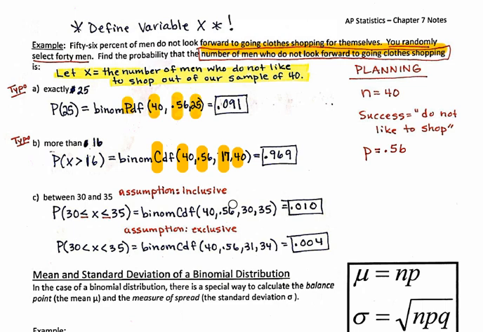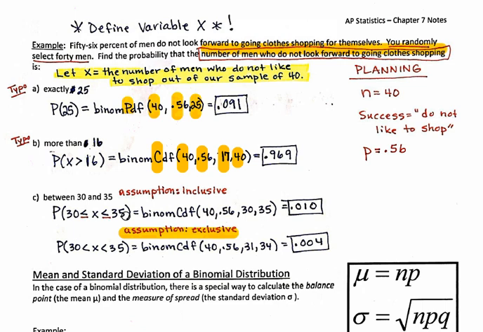Now, the next one says between 30 and 35. So we have to make an assumption here. Do we think this is inclusive, meaning does it include 30 and 35, or does it not include 30 or 35? On the AP test, if it isn't very clear in the context of the problem, you should probably assume that it is exclusive. However, if the problem makes sense in context as inclusive, then you should just say that. I assumed this was inclusive because that makes sense in context.